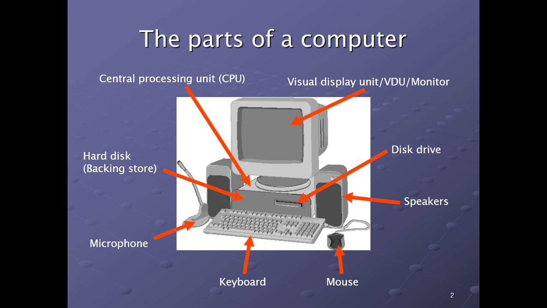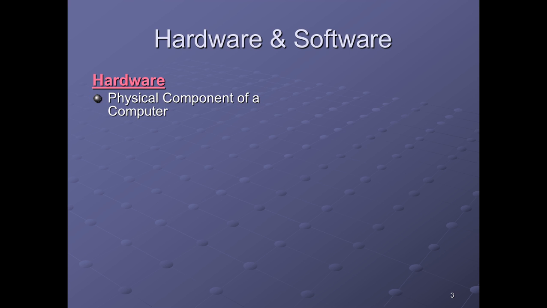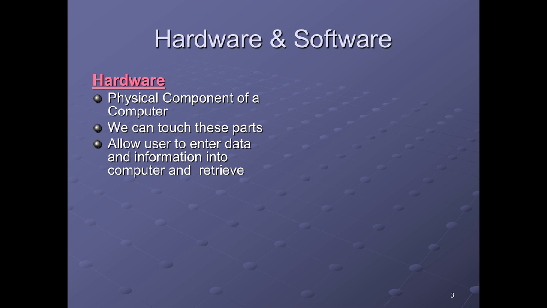Go further. Now hardware and software. If you purchase the hardware and do not install the software, this machine can't work. And also the other one is liveware, means users. Now first one is the hardware, physical components of computer. We can touch this part. It allows users to enter data and information into the computer and retrieve it. Retrieve means recall. You can recall that one. It cannot perform any task without software.